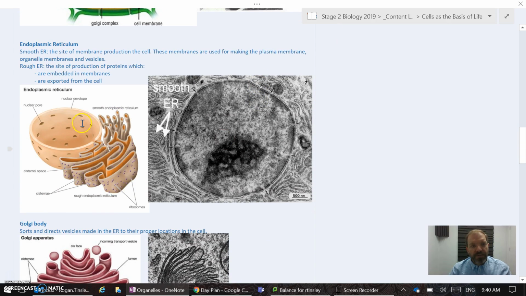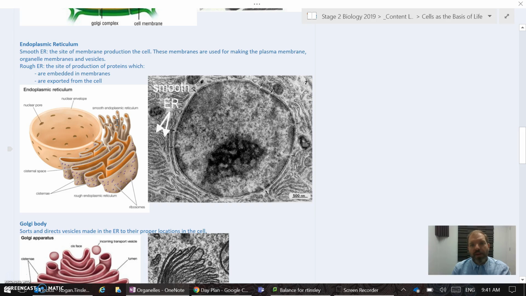Endoplasmic reticulum is found just outside the nucleus and can be categorized as smooth ER or rough ER, rough ER having ribosomes embedded in it. So the smooth ER is where membranes are made. Obviously there's membranes in the nucleus, in the ER itself, in the organelles, and in the plasma membrane. And that's produced, synthesized, and sent around the cell from the smooth ER.